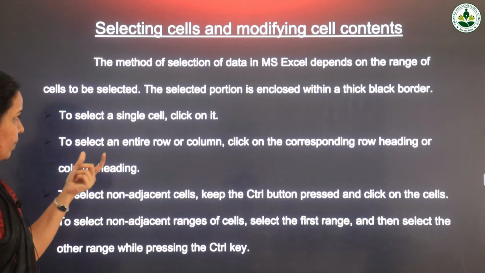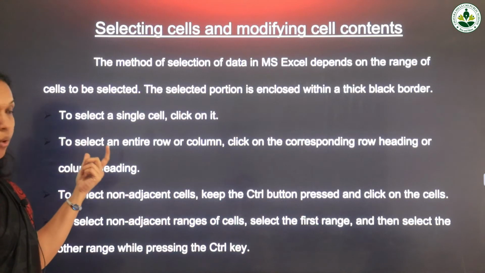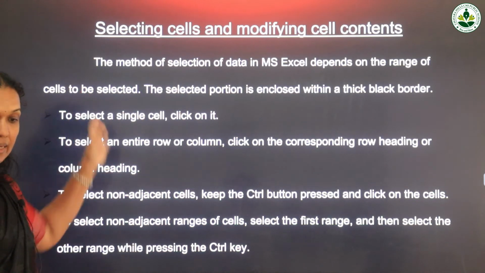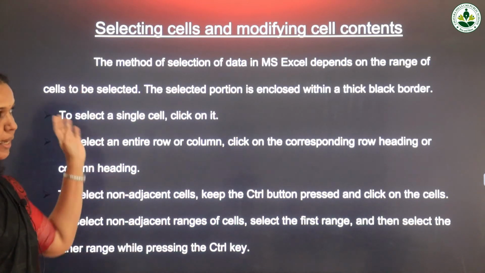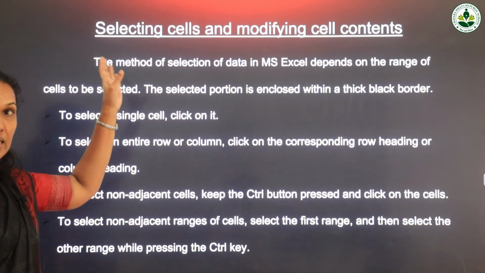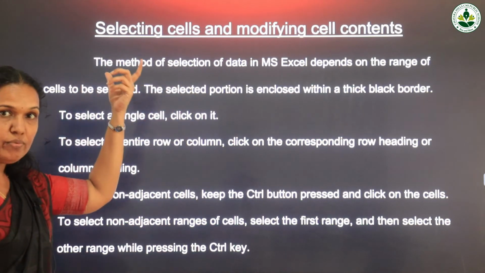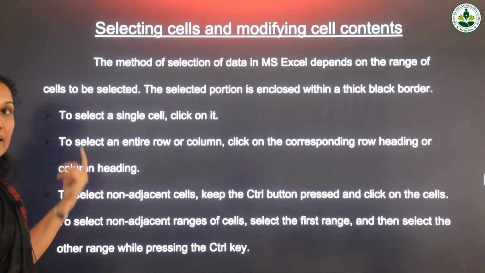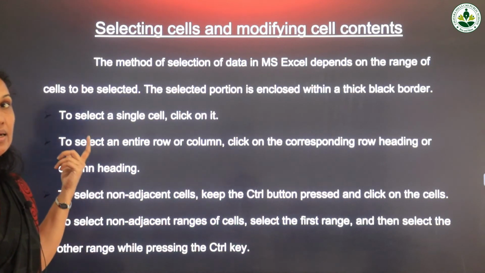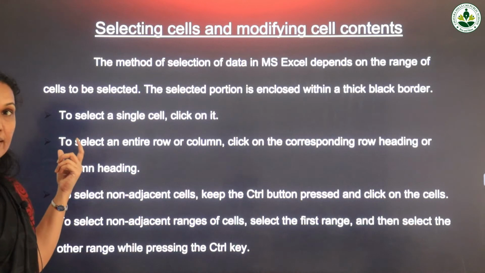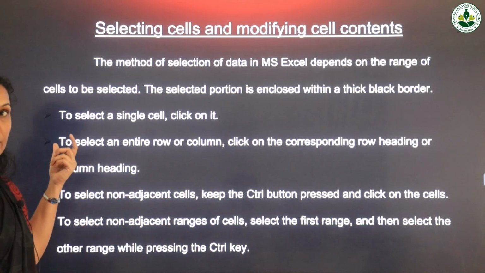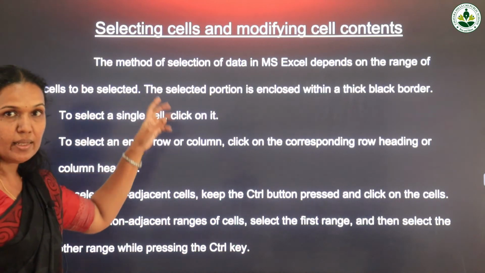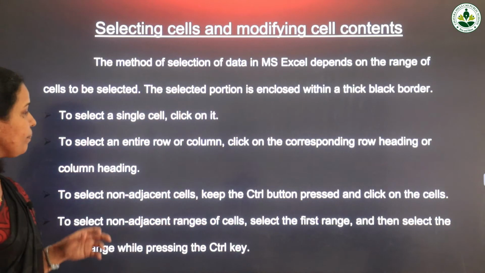Then if you want to select an entire row or column, click on the corresponding row heading or column heading. On the left side you can see numbers 1, 2, 3, and at the top you can see A, B, C, D. The letters at the top of the Excel window are the column headings, and the numbers 1, 2, 3 on the left side are the row headings. If you want to select the third row, click on 3. If you want to select column D, click on D. That entire column will be selected.